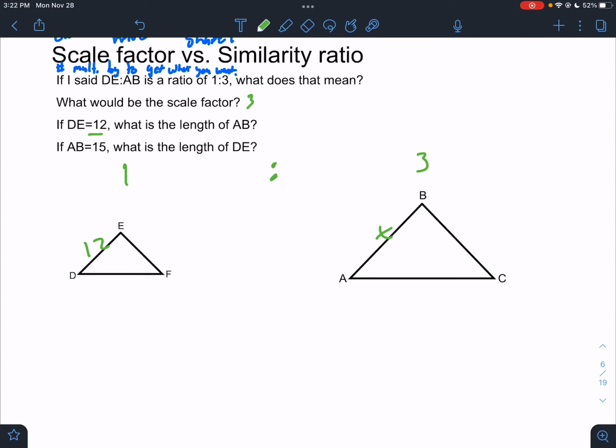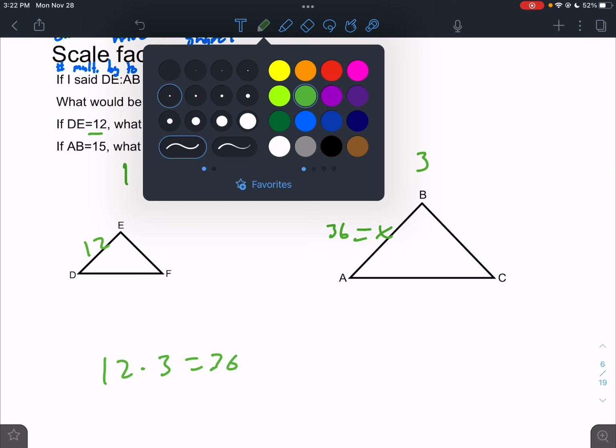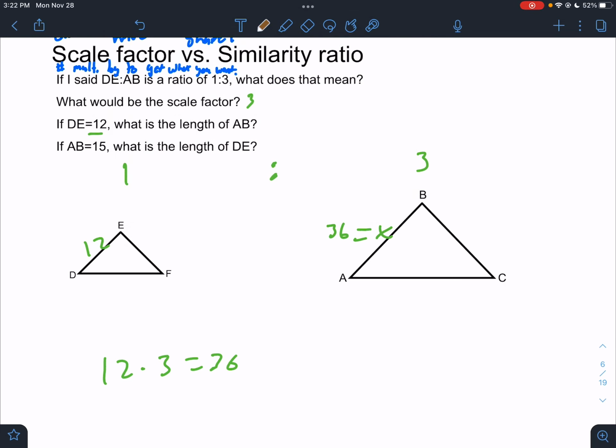But what about going the other way? So like on this one, I would do 12 times 3 and I would get 36. This would be 36 on that situation. But how about going the other way? I know this gets messy with multiple problems, but AB is 15.